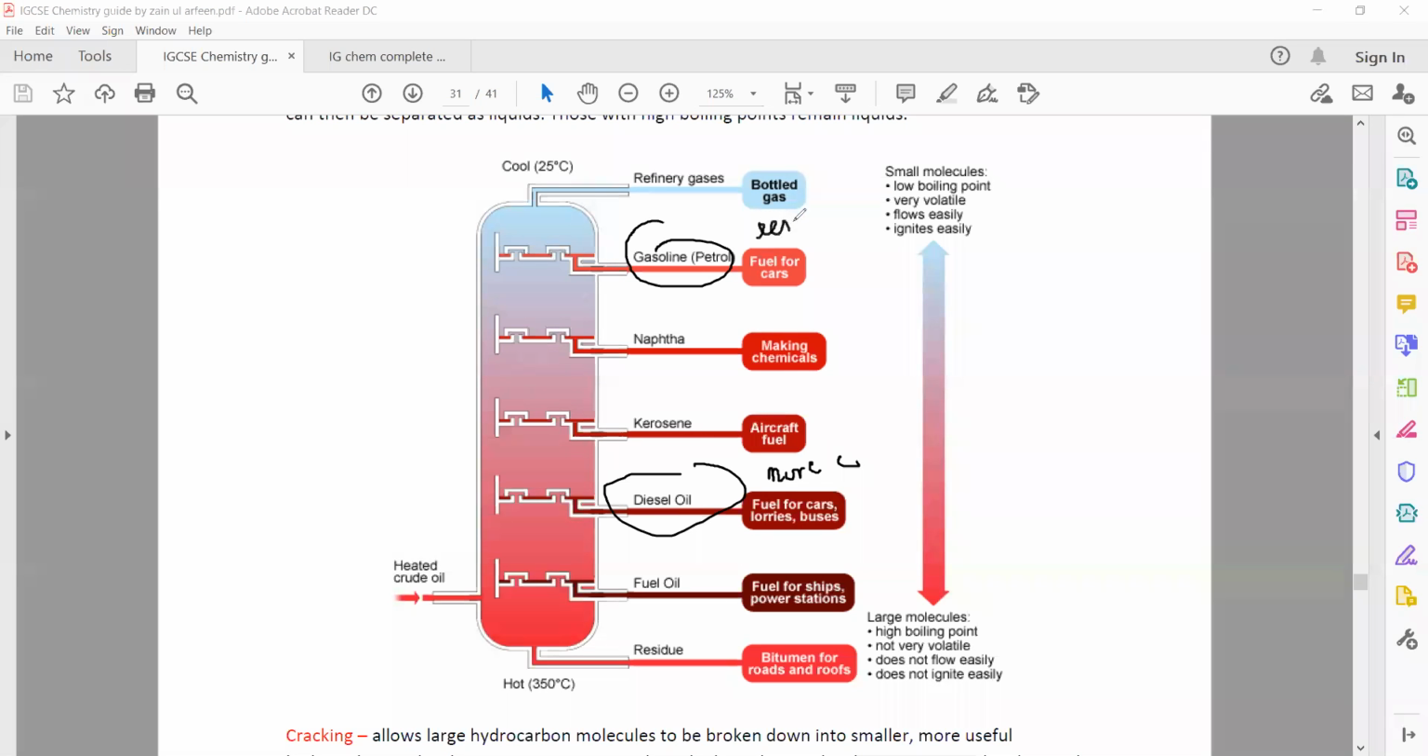Which substance will produce more energy when burned completely? Which one do you think will produce more energy when burned completely? Diesel, because it contains a higher carbon number, so it releases more energy. That's why buses and lorries use a diesel engine rather than a petrol engine, because diesel when burned completely produces more energy as compared to petrol.